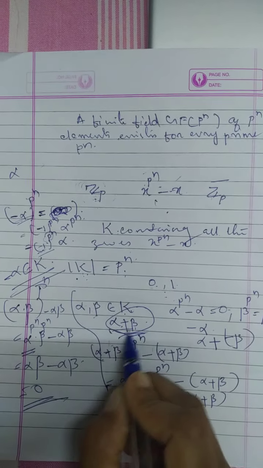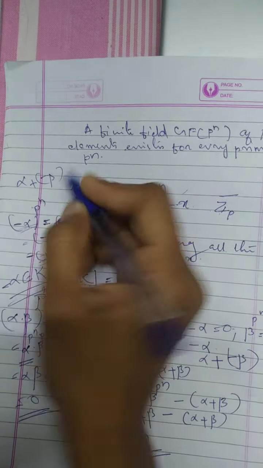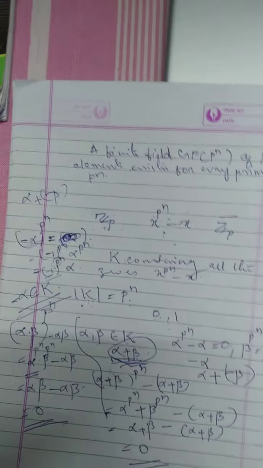So by this result we can say that alpha plus minus beta belongs to K. So alpha minus beta belongs to K.